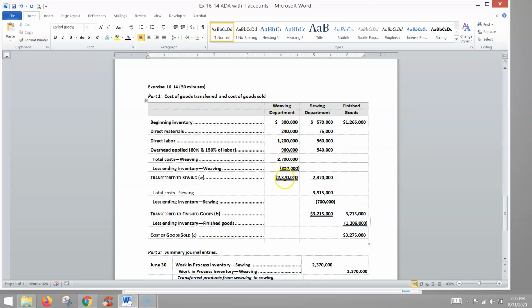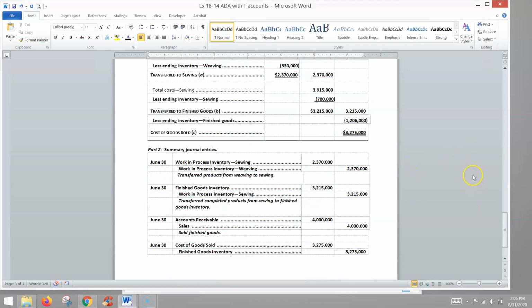You would do it for each department, the weaving department and the sewing department. These would be your work in process, and then of course your finished goods, and you're going to get the same dollar amounts. And then your journal entries. As we showed in the T accounts, when it leaves weaving and goes to sewing, it's a transfer. You debit your inventory account that's increasing, since they're all assets, and you credit your weaving account. When it's finished, you debit finished goods inventory and credit work in process inventory for sewing.